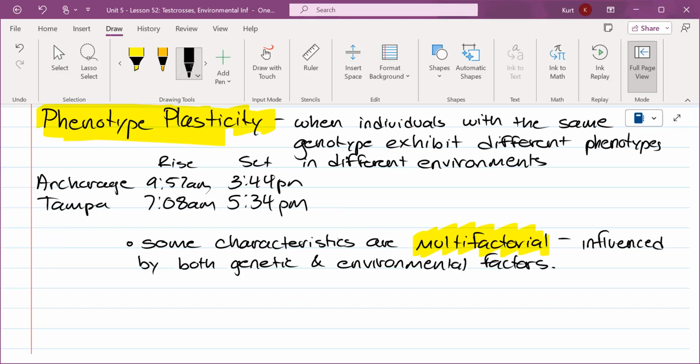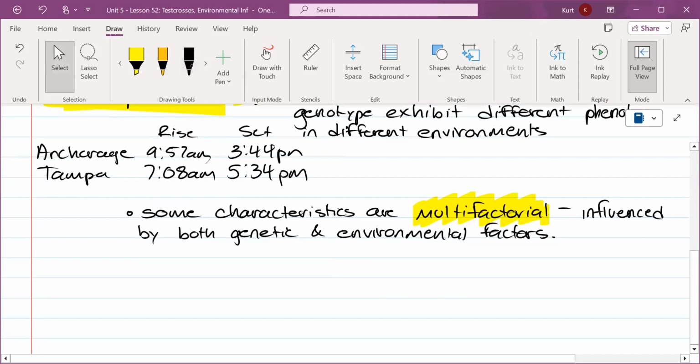Probably not. Alex is the size he is based partially on his genetics, but also his environment, his nourishment, his exercise routine. That's environmental, but it doesn't just manifest out of nothing. It does have a genetic component, but there's also an environmental component too. And that's called multifactorial traits, traits that are influenced by your genes and the environment.